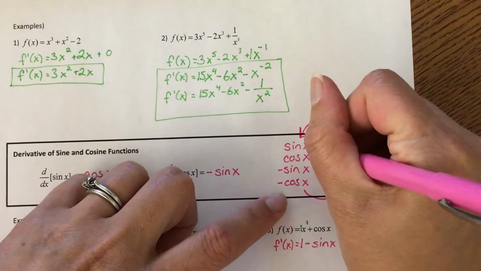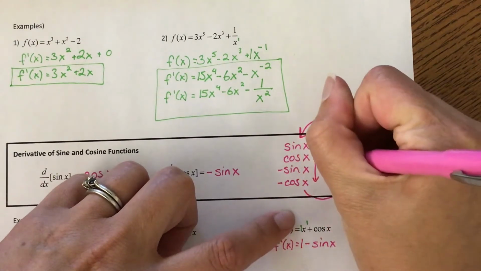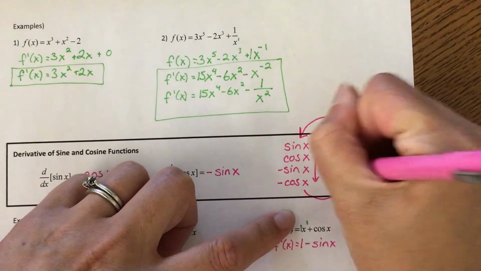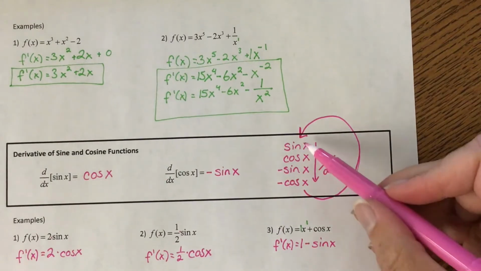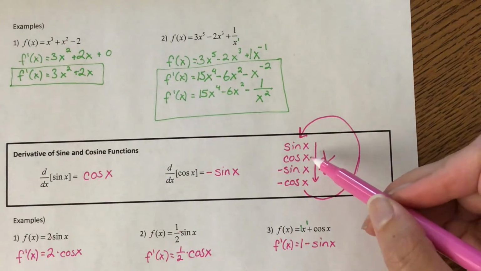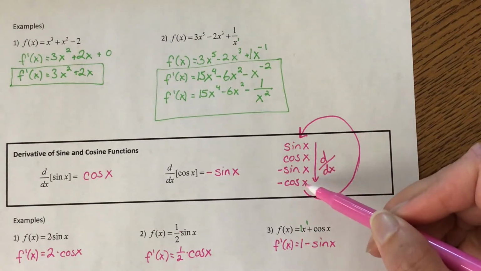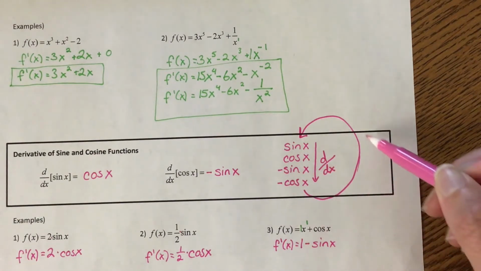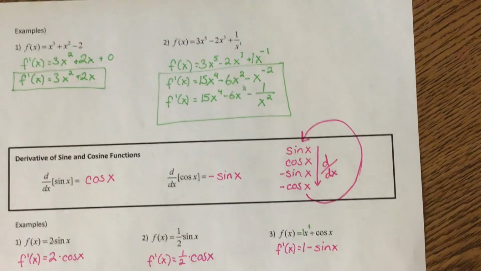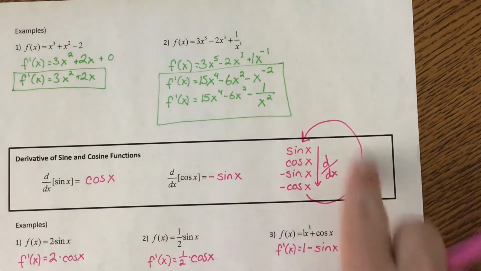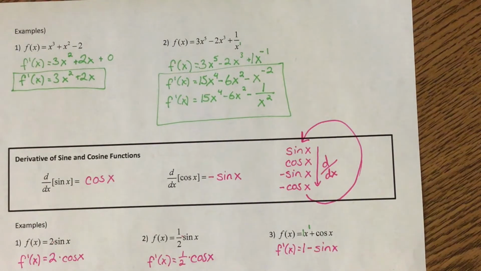So you take derivatives down. I'm going to put d dx. So you take derivatives straight down. Sine's derivative is cosine, cosine's derivative is negative sine, negative sine's derivative is negative cosine, and then negative cosine's derivative is sine again. So this will come in super duper handy if you can get that memorized.